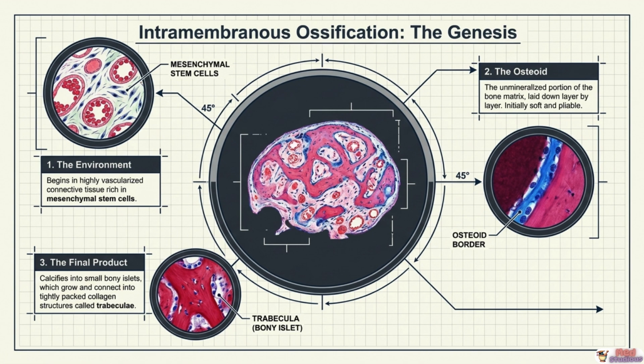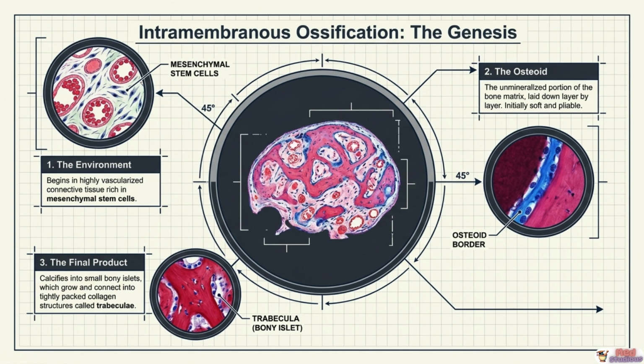Stage 2 is the osteoid. In response to local signaling molecules, primarily bone morphogenetic proteins, or BMPs, and Wnt pathway ligands, mesenchymal stem cells commit to the osteoblast lineage. These newly differentiated osteoblasts begin synthesizing a soft, unmineralized extracellular matrix called osteoid, composed primarily of type 1 collagen and proteoglycans. Under a light microscope, this fresh osteoid stains blue with hematoxylin, clearly visible at the osteoid border in our micrograph. The osteoid is laid down layer by layer, a process called appositional growth.